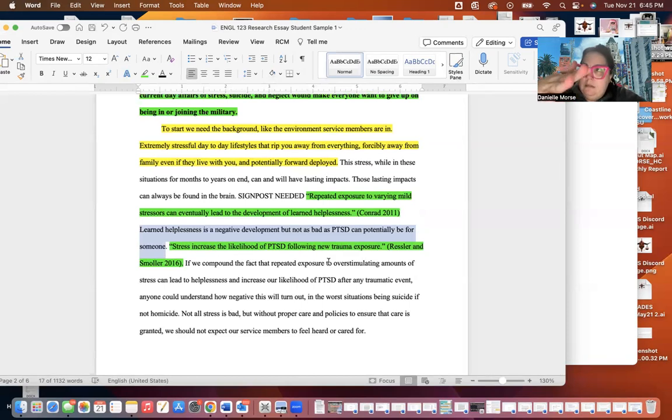C paper, letter C. Because there's some attempt to integrate sources, so bare minimum. Okay, you're integrating some evidence. It's not great. It's not really helpful. It doesn't mean anything, but it's bare minimum.